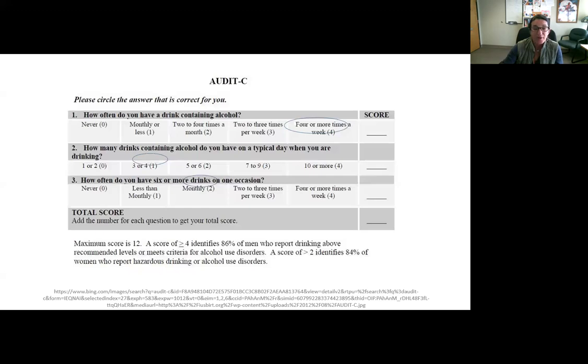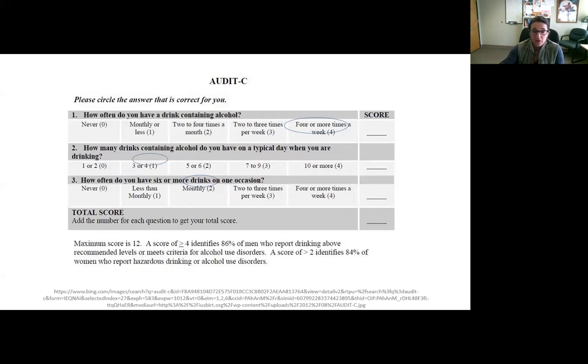This is an example of how a patient may respond to that AUDIT-C. So if they responded positive for that single question initial screen, then administering this one, you can see here, she reported, how often do you have a drink containing alcohol? She reported having 4 or more times a week.